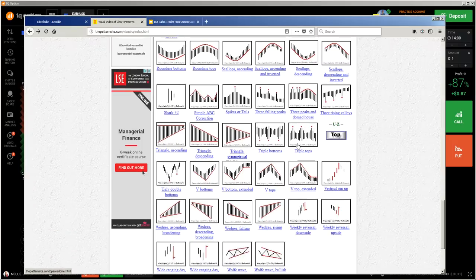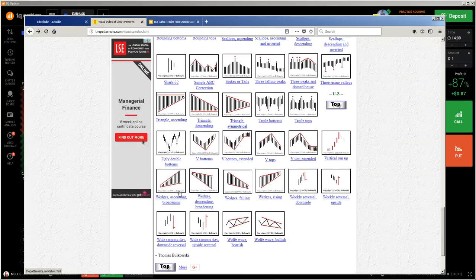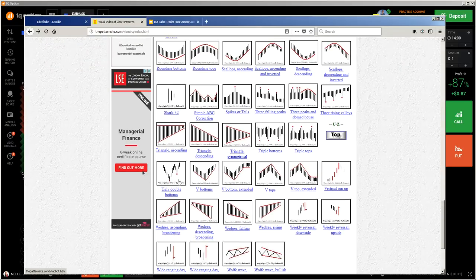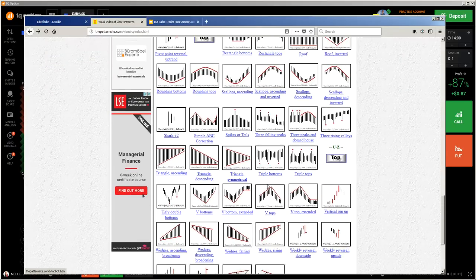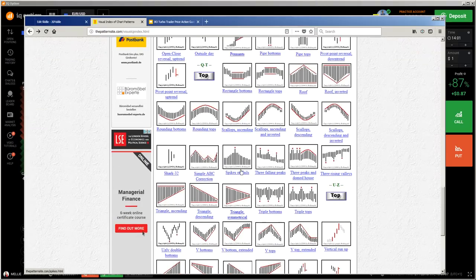There are so many common patterns, and I have only discussed a few. I have discussed only the wedges, and I didn't mention the ascending broadening and descending broadening. I didn't mention V tops, or ugly double bottoms, something like this. This is not looking like an ugly one; this looks like a valid one. Triple tops, triple bottoms, I didn't mention these either, with spikes or tails.